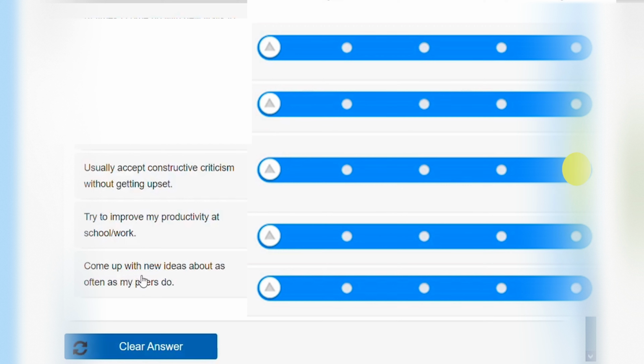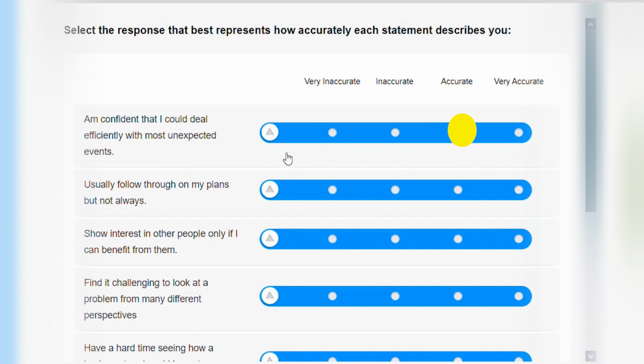Try to improve my productivity at schoolwork. Given it already uses the word try, you can say very accurate because you try. You may not be successful every time, but you do try. Come up with new ideas about as often as my peers do. I would just pick accurate. I'm confident that I could deal efficiently with most unexpected events. Accurate.